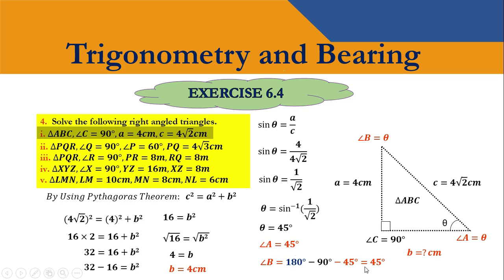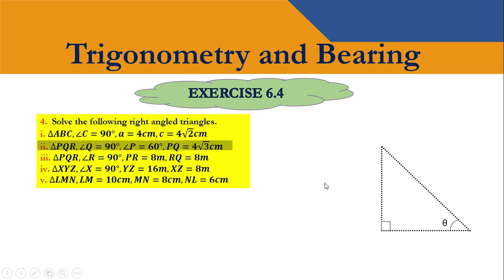The remaining angle will be the angle B, which is equal to 45 degrees. So this triangle is completely solved. You can calculate the angle with other trigonometric identities, for example cos theta and tan theta. It doesn't matter. Now moving on to the next triangle PQR.